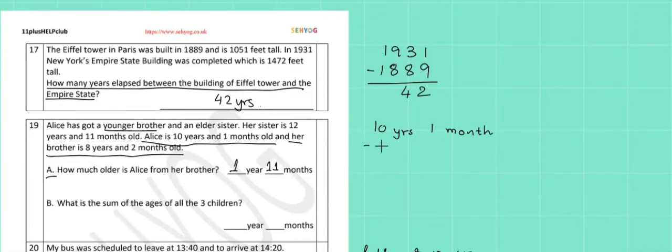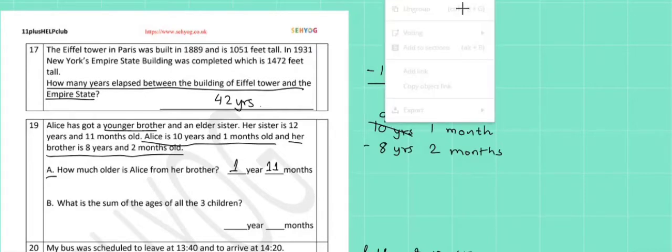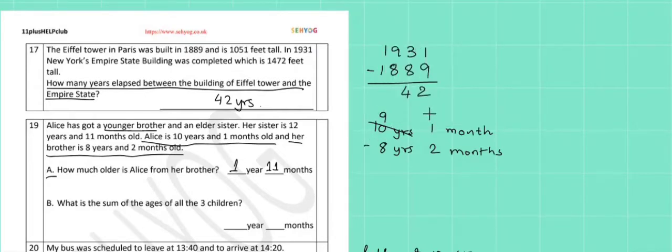Just after crossing 1 month, it will become 8 years 2 months. Again, by the normal subtraction method also, if we attempt this, 10 years has to be taken as 9 years and 12 months will be calculated with the months. So 12 plus 1, 13 months minus 2 months, and 9 minus 8 years. So 1 year and 11 months is our answer.